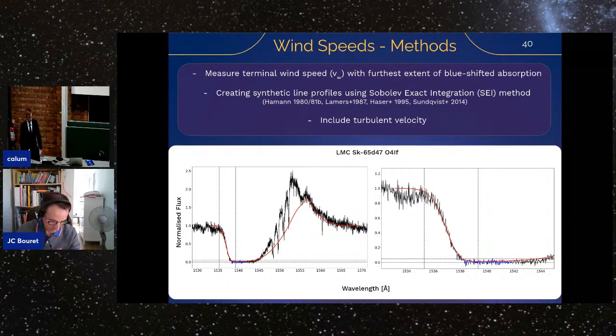I also know there are some new versions of the FASTWIND code that have been used to, essentially from any HR diagram point, also predict the emergent mass loss rate, and that gives you the coupling there, I think, to get a synthetic spectrum out of one of these diagrams.